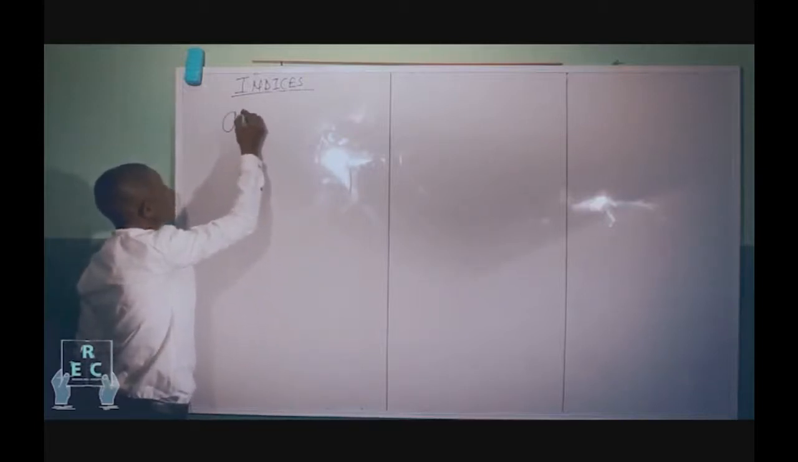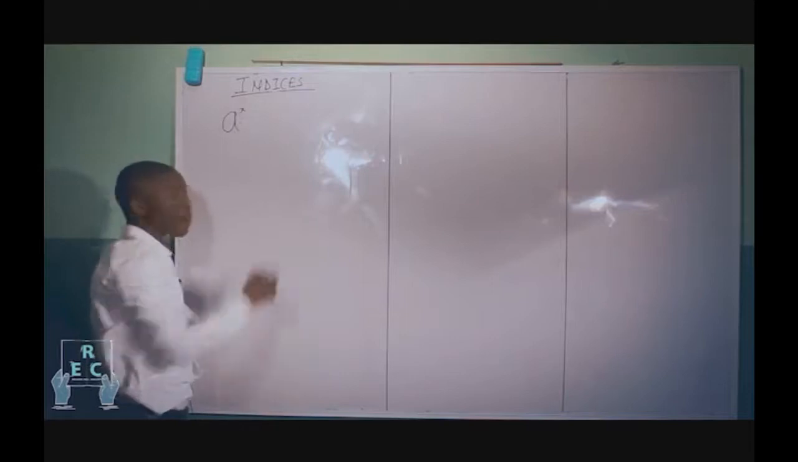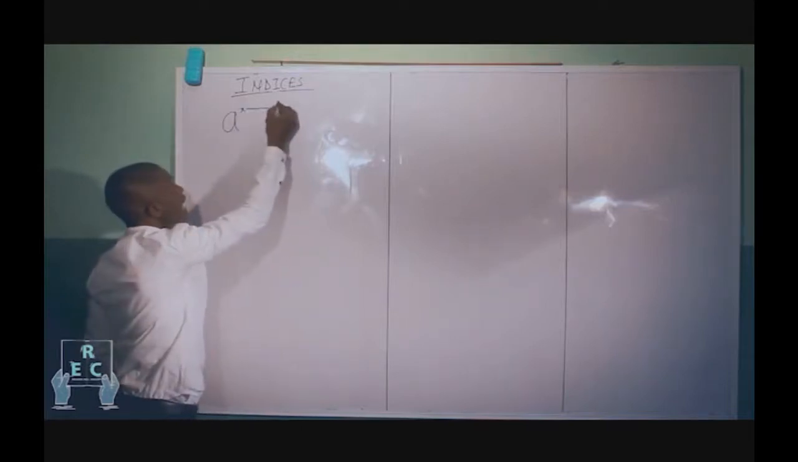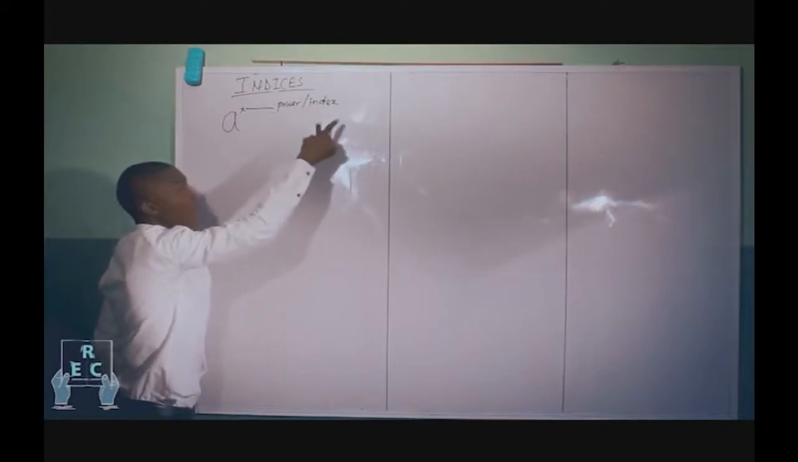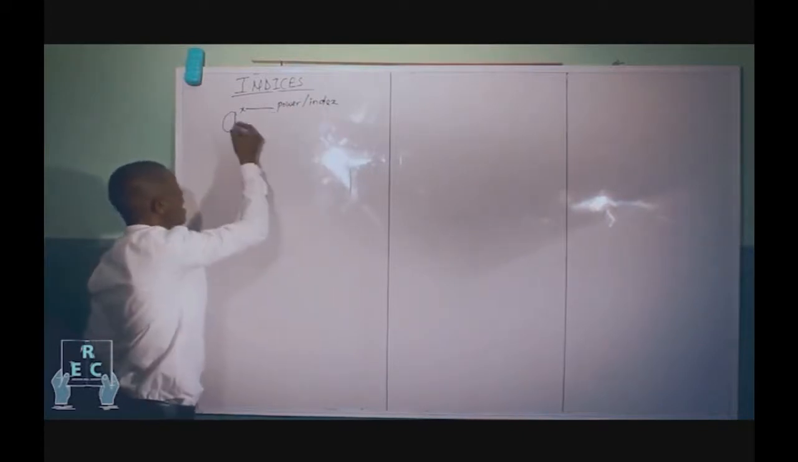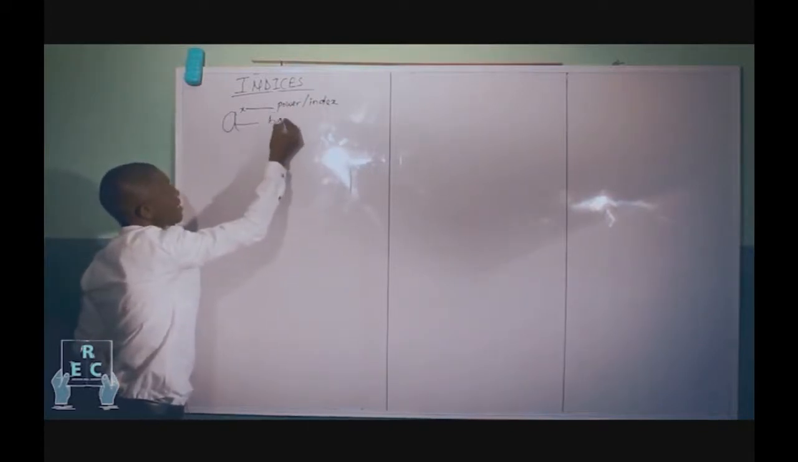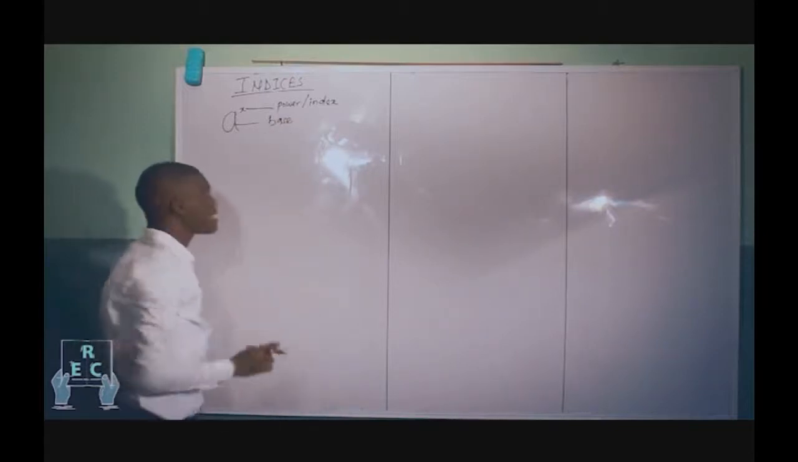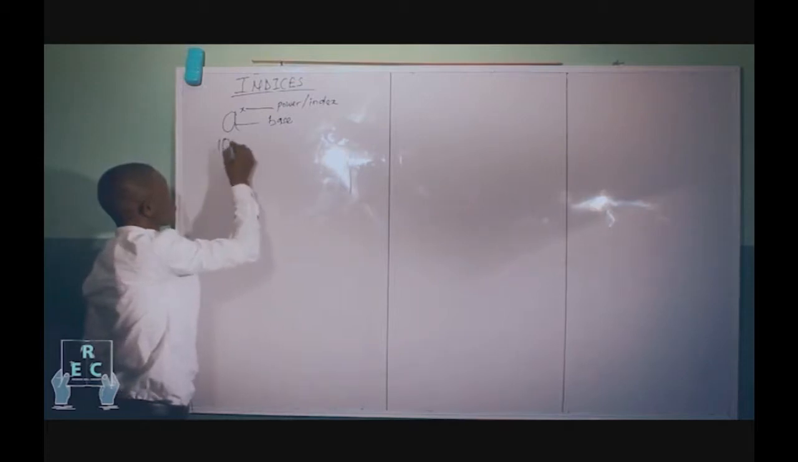Look at this. A raised to power x. Now x here is our power, or you can call it index, while A here is our base. You must have seen such an example as 100.